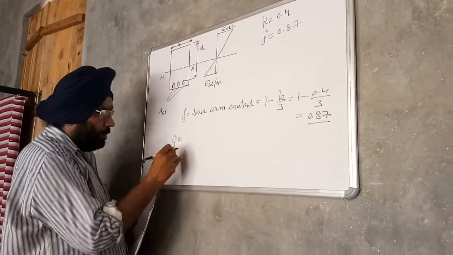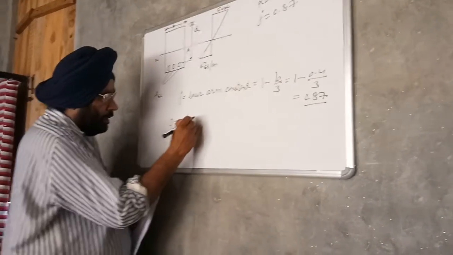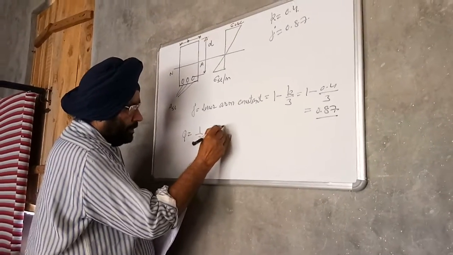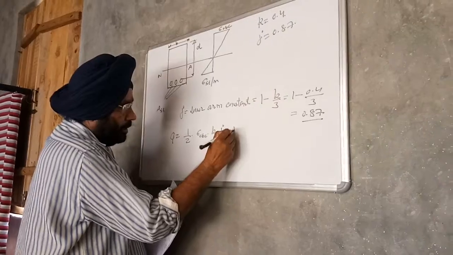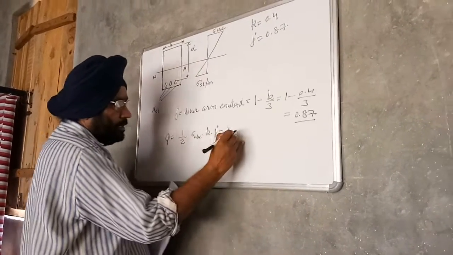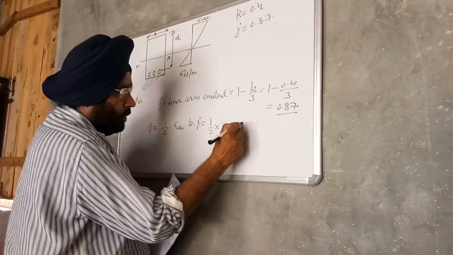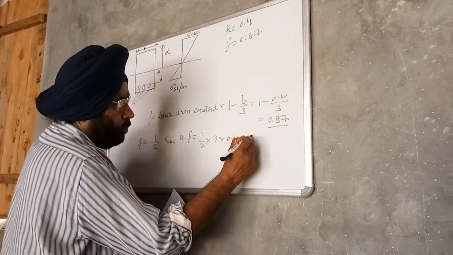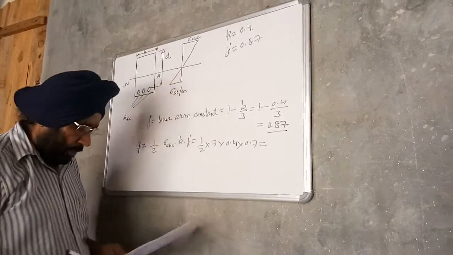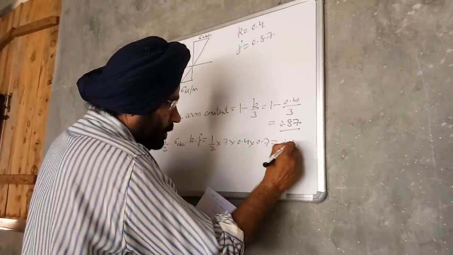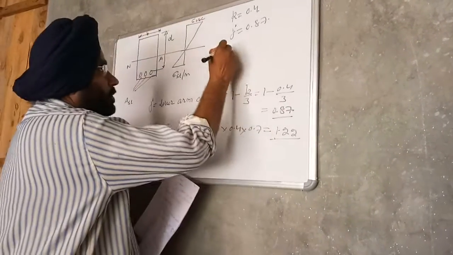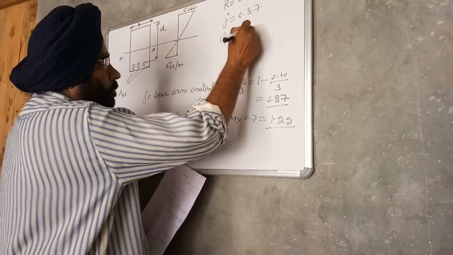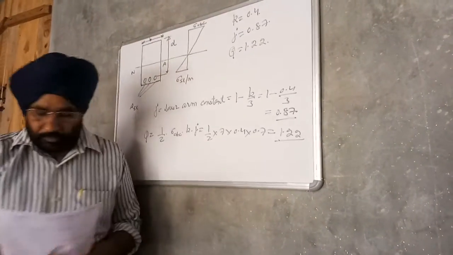Then moment resisting factor Q. So Q is the moment resisting factor, its value is half sigma CBC K into J. So this is equal to sigma CBC 7, K 0.4 and J 0.87. So the value of Q is 1.22. Moment resisting factor, its value is 1.22.